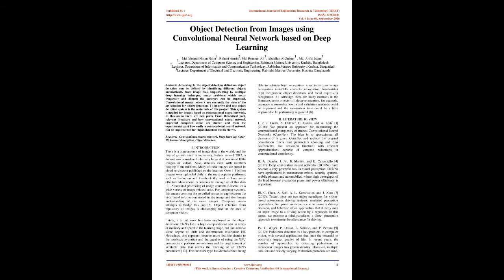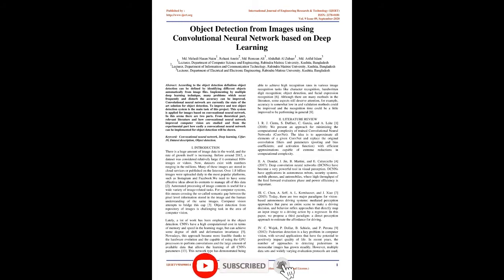In this project there are two parts. From the theoretical part, relevant literature and how convolutional neural networks improved computer vision are studied, and from the experimental part, how easily a convolutional neural network can be implemented for object detection will be shown. Keywords: convolutional neural network, deep learning, CIFAR-10, dataset description, object detection.